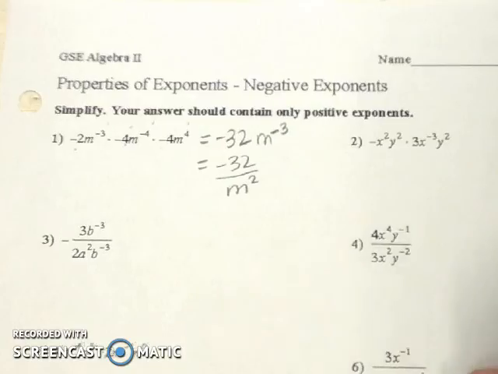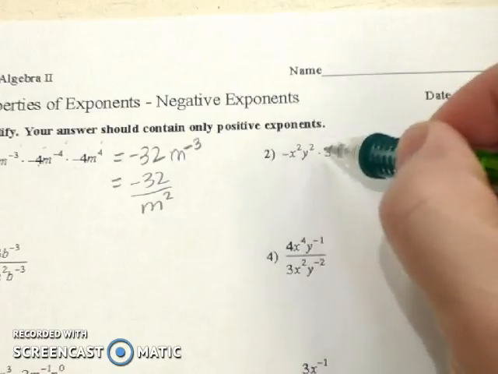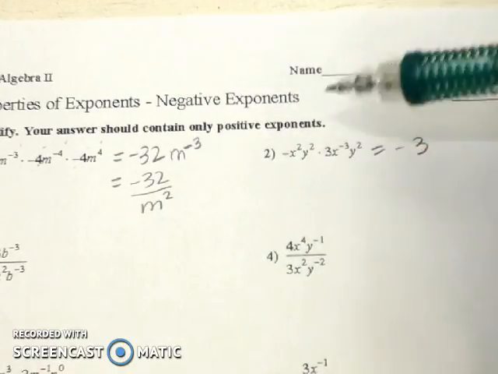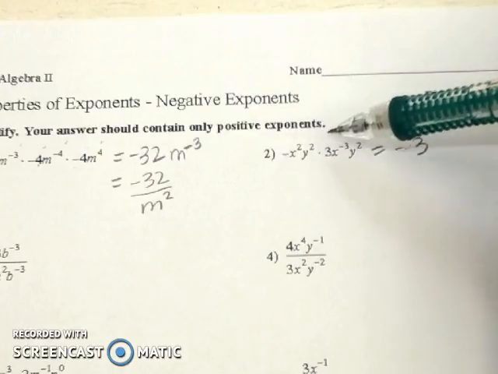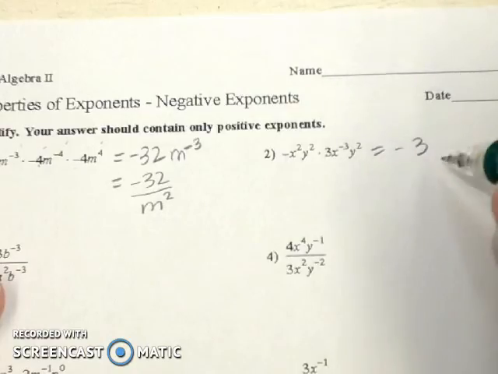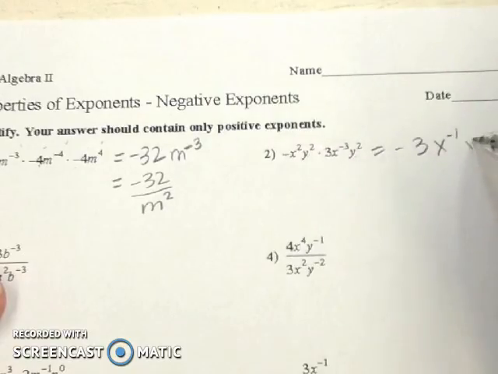So look at number 2. That's an understood negative 1. So negative 1 times 3 gives me negative 3. And then I have x squared and x to the negative 3. When you multiply like bases, you add. So that's x to the negative 1. And when you multiply like bases, you add. So y squared and y squared gives me y to the 4th.